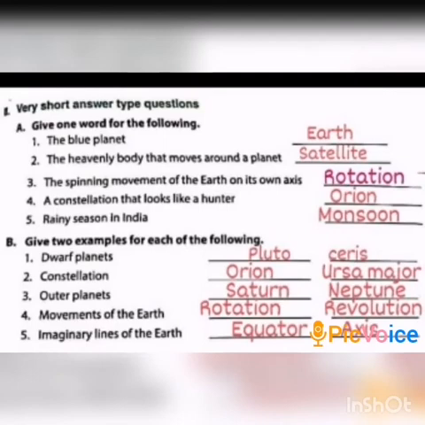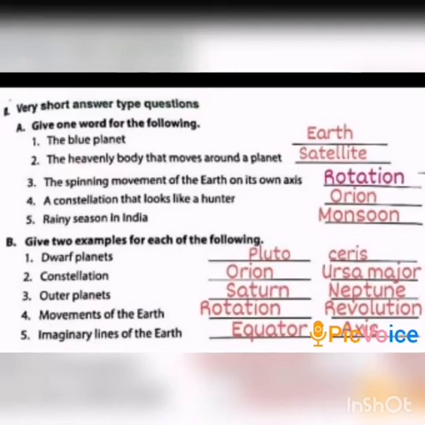Next, second Roman letter, very short answer type questions. A. Give one word for the following. First one, the blue planet. Answer Earth. Earth is the blue planet.